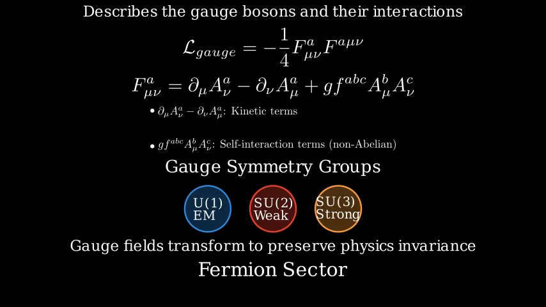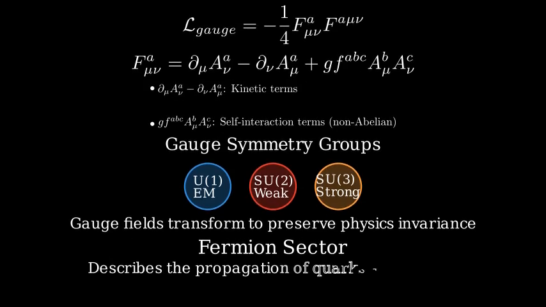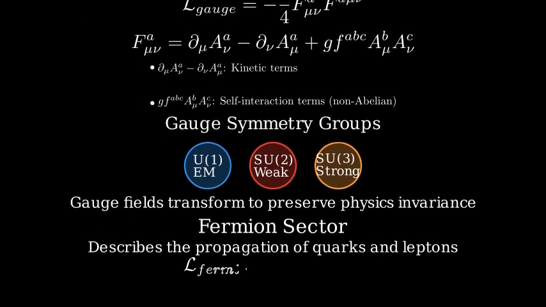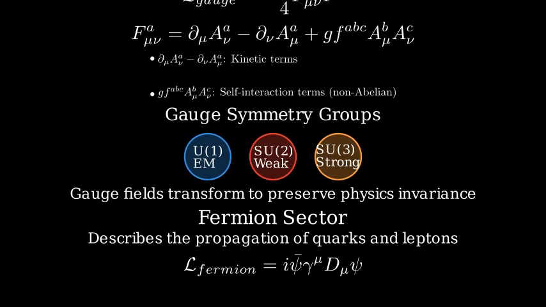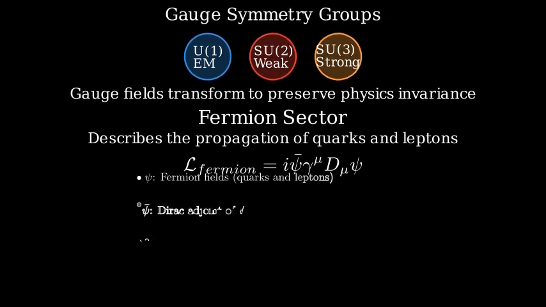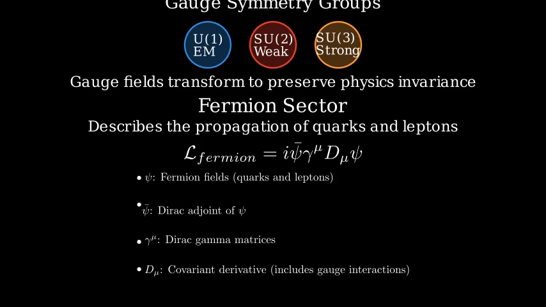Next, let's look at the fermion sector of the Lagrangian, which describes the kinetic terms for quarks and leptons. The fermion Lagrangian describes how fermions propagate through spacetime. The fermion Lagrangian is given by L_fermion equals i ψ-bar γ^μ D_μ ψ, where ψ represents the fermion fields, quarks and leptons. ψ-bar is the Dirac adjoint of ψ, γ^μ are the Dirac gamma matrices. D_μ is the covariant derivative, which includes the gauge interactions.